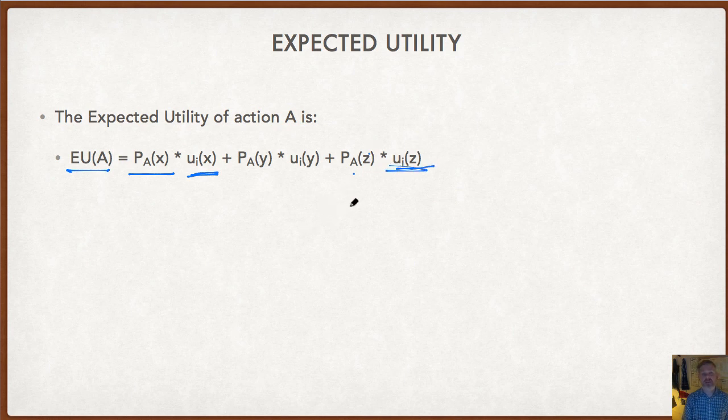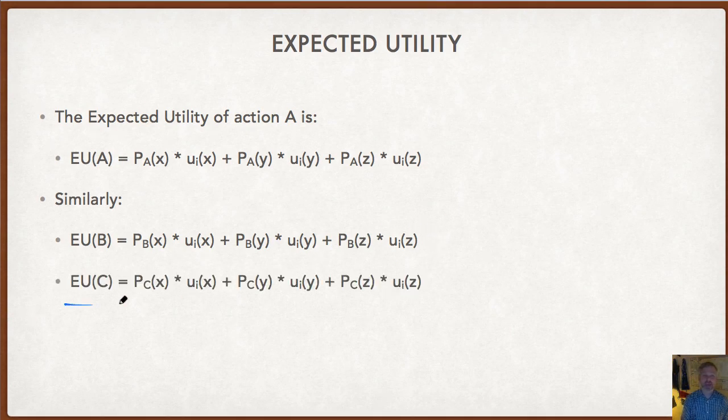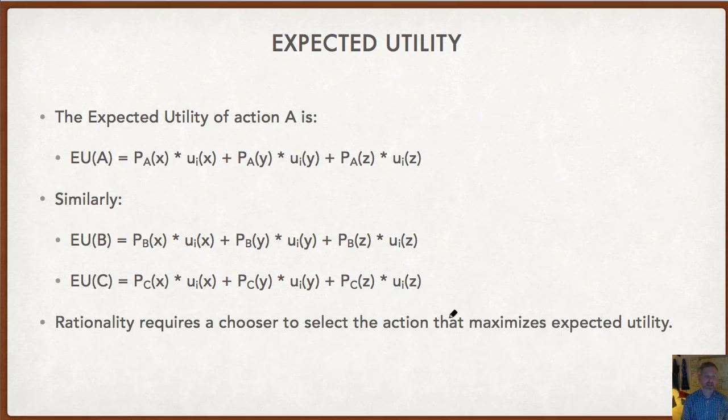Okay? So similarly for B, the probability that action B leads to outcome X times the utility for X, the probability that action B leads to outcome Y times the utility for Y, and the probability that action B leads to outcome Z times the utility of Z. And the same exact thing for action C. All right. Once we calculate these, rationality requires the chooser to select the action that maximizes their expected utility. They want to pick the biggest number.